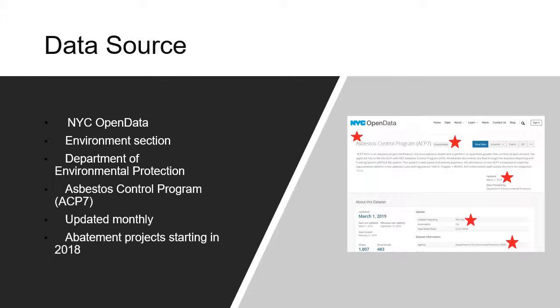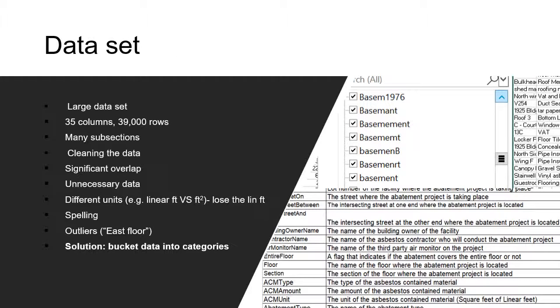We got our data from New York City Open Data in the environmental section. This data is updated monthly, and it's from the years 2018 to 2019. The data set that we had was pretty large: 35 columns, around 39,000 rows. There are so many subsections in the data.